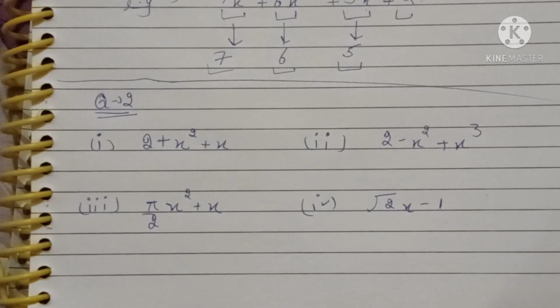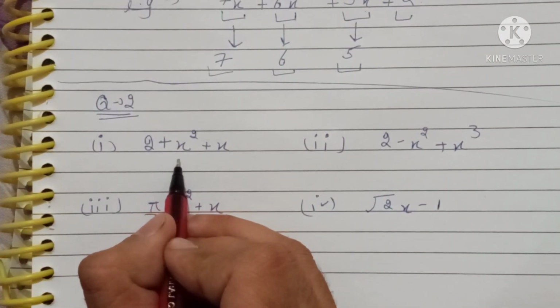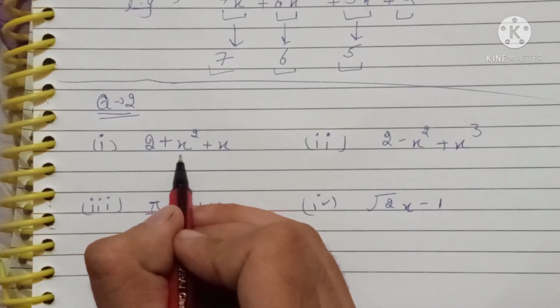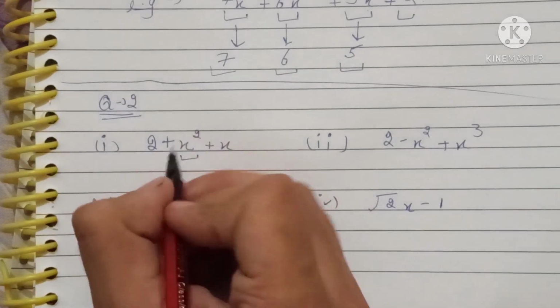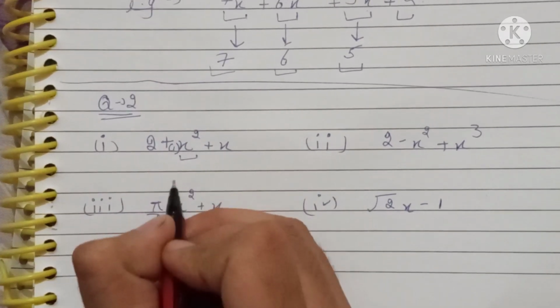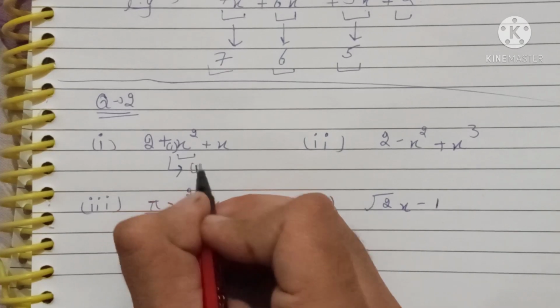So now we will be solving the questions given in exercise 2.1 question number 2. It contains 4 parts, and in this question you are asked what is the coefficient of x square. You understood the question? The question asks what is the coefficient of x square. So let's take the first part. It is 2 plus x square plus x. The coefficient of x square is asked. So ahead of x square, what is here? We can write 1, alright. So the coefficient of x square in this polynomial is 1.